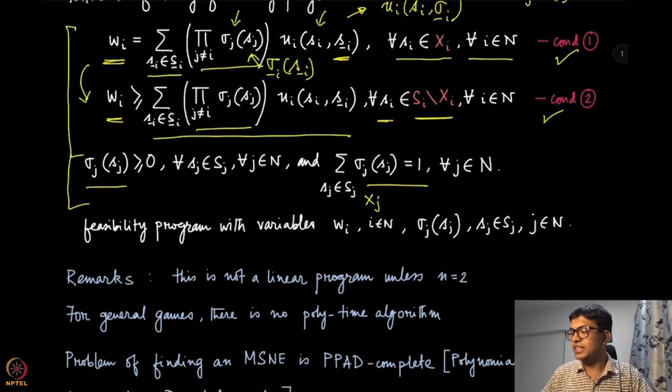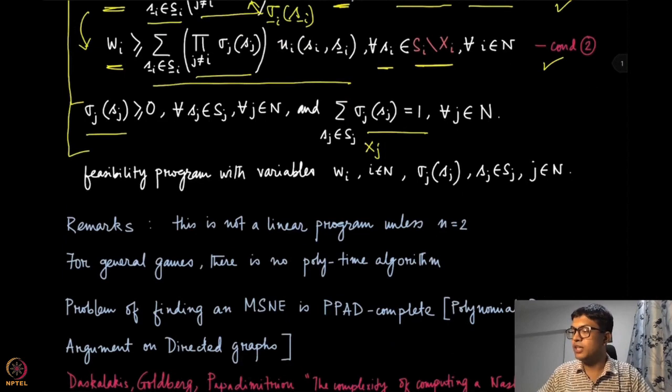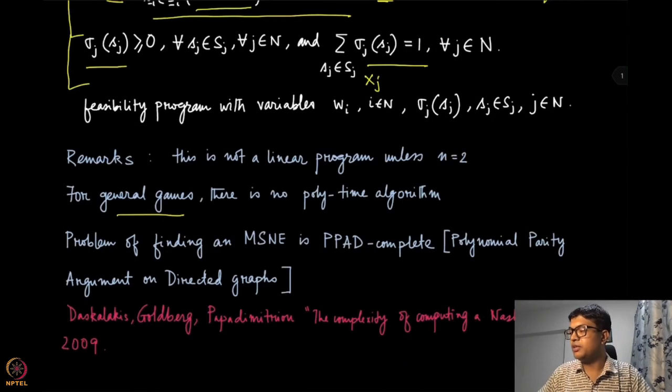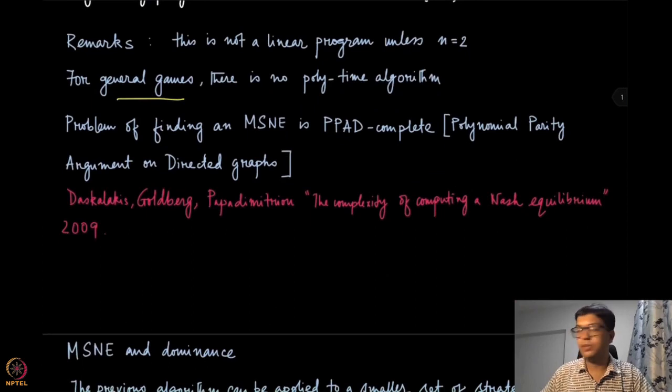But the bad news is that there does not exist any polynomial time algorithm for general games with more than two players. In particular, the problem of finding a mixed strategy Nash equilibrium is what is known as PPAD complete. This is a specific complexity class, and we are not going to discuss it too much. The name PPAD stands for Polynomial Parity Argument on Directed Graphs. If you are interested, you can search for it and find out about the complexity class. The problem of finding a mixed strategy Nash equilibrium falls inside this class, as shown by Daskalakis, Goldberg and Papadimitriou in 2009.